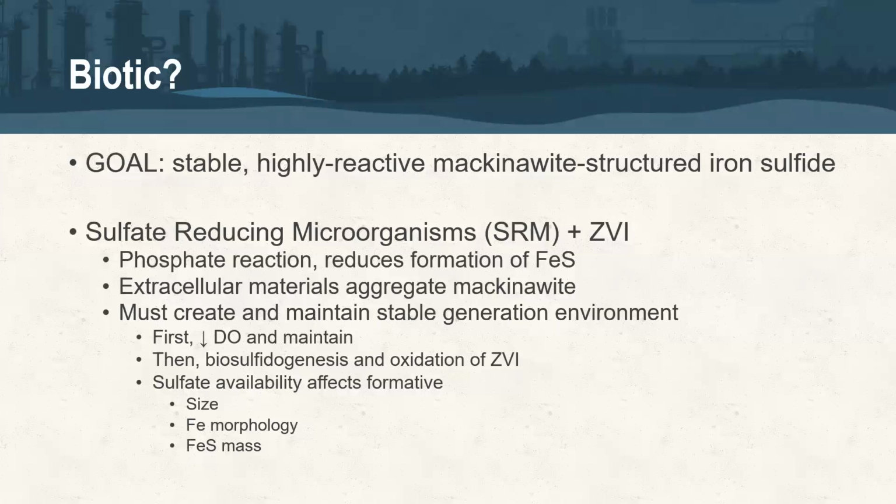But the variables, because we're doing this biologically, include different sizes, different iron morphologies, and then Fe mass. And that's not necessarily just total mass, but that's also agglomerated mass, right? What is the distribution of mass throughout the subsurface that you're creating in this biological process?